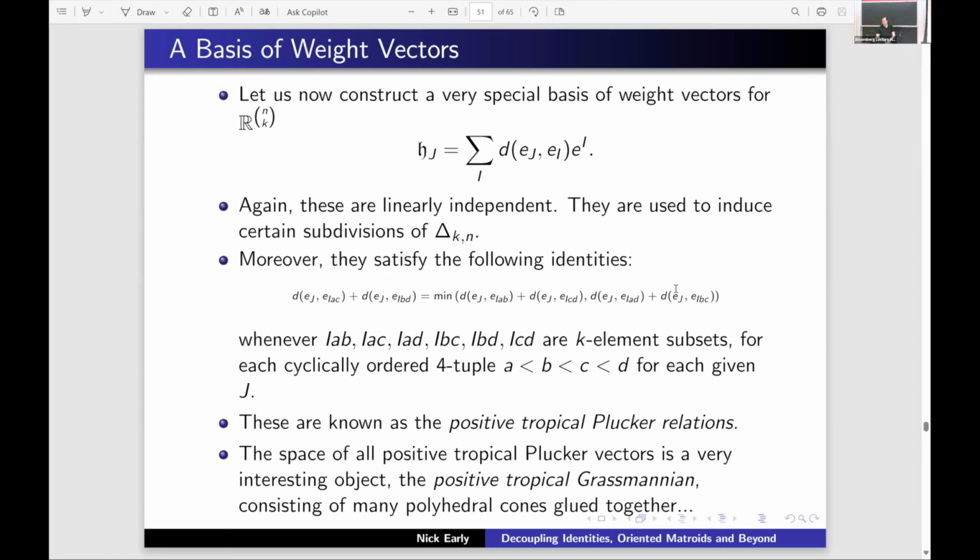These characterize a polyhedral fan, consisting of a collection of polyhedral cones that are glued together in some way, such that the intersection of any two cones is another cone in the fan.